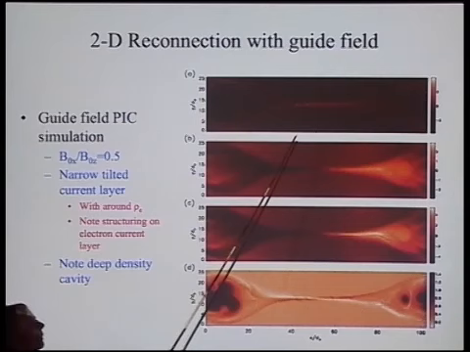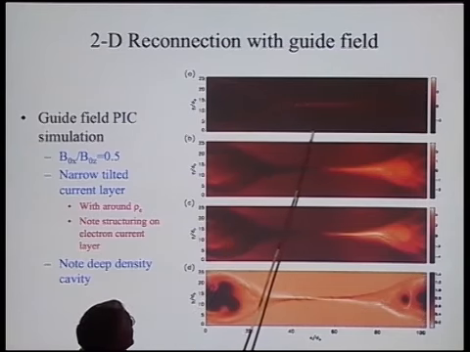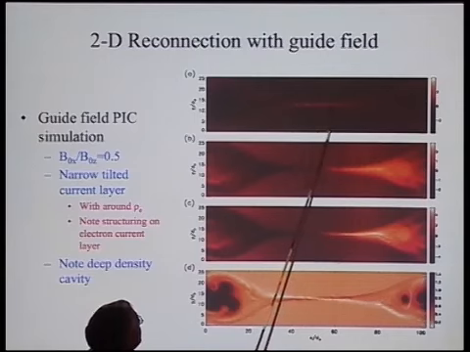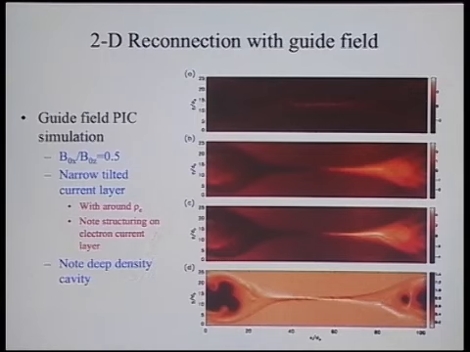Now, these current layers get really narrow, and there were earlier predictions from several different authors that these things can scale like rho_e. So for a strong guide field, they can be very, very narrow. This one was done for a guide field of 2 compared to the reconnecting field. So all these normalizations, when I say the guide field is 2, I'm always comparing with the reconnecting field.